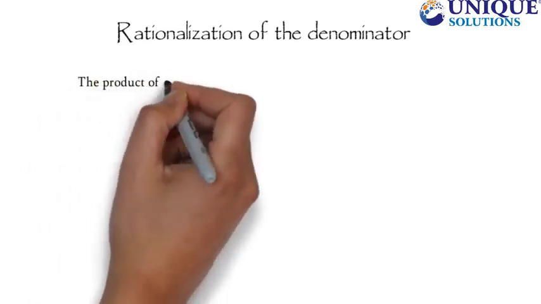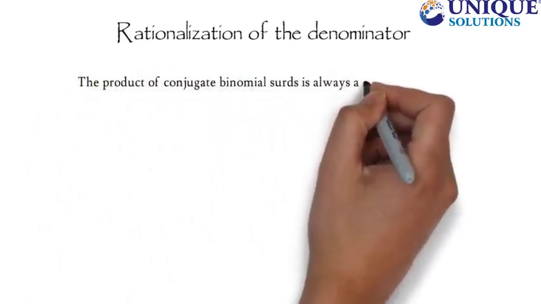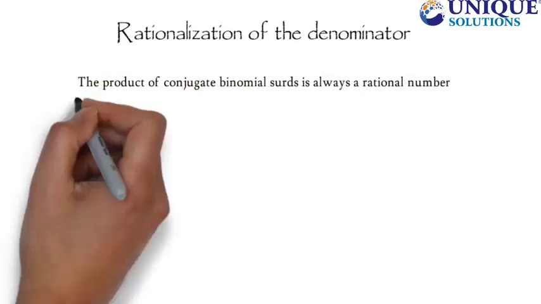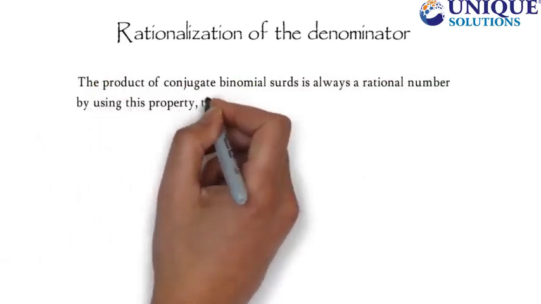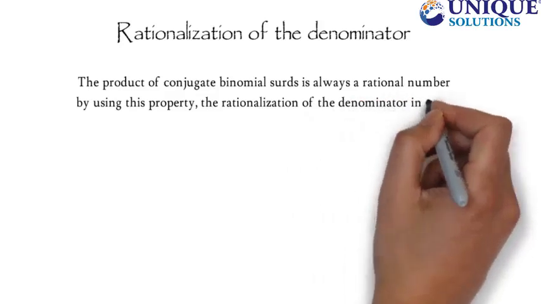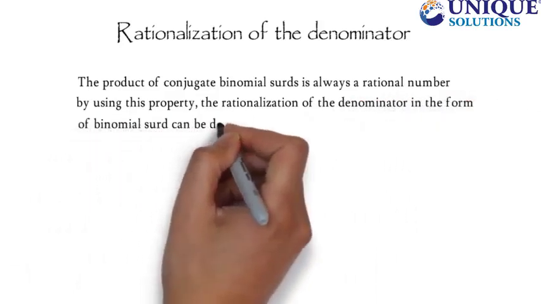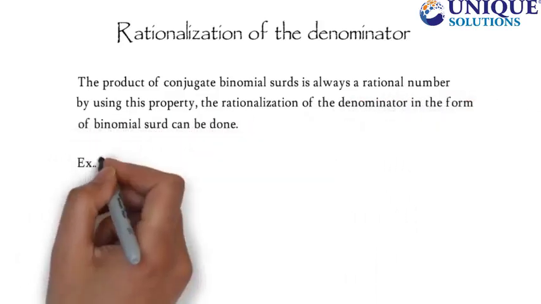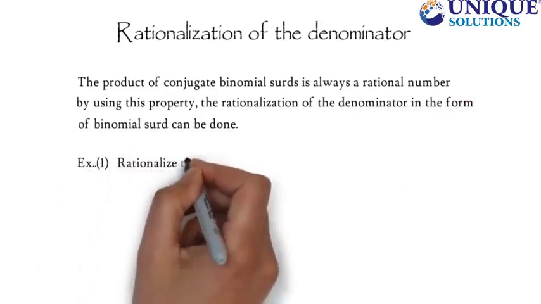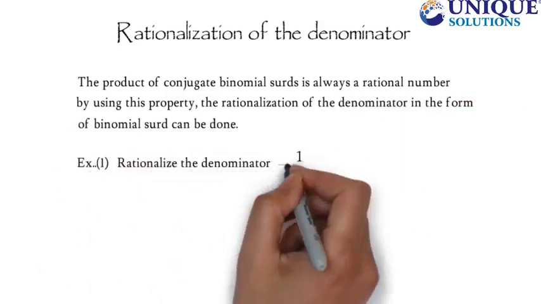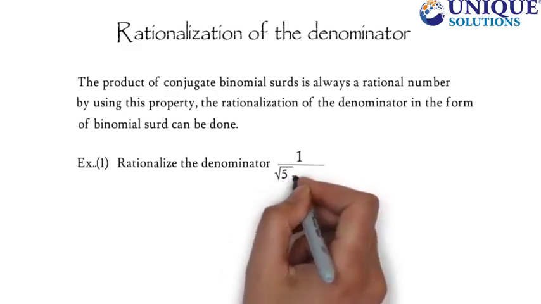Rationalization of the denominator. The product of conjugate binomial surds is always a rational number. By using this property, the rationalization of the denominator in the form of binomial surd can be done. Example 1. Rationalize the denominator 1 upon square root of 5 minus square root of 3.